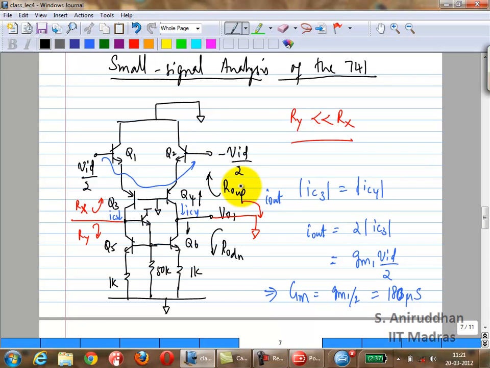Can you calculate RO up and RO down? So RO down is straightforward. You already know R. You know R pi, calculate it. Right? How do you calculate R up? RO up?